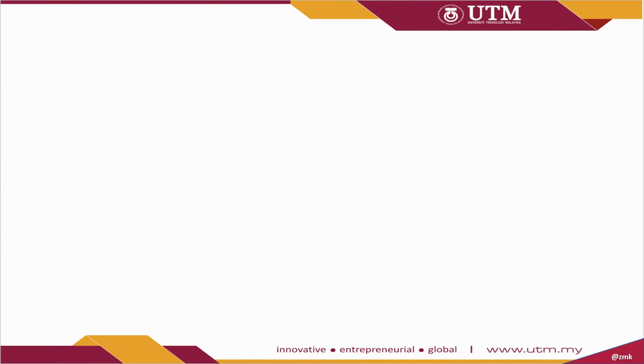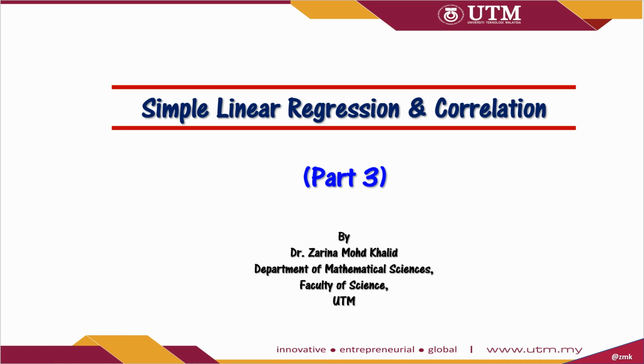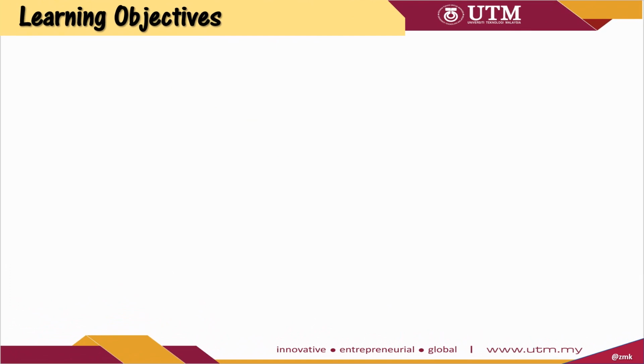We are still in the simple linear regression and correlation chapter, but in part 3 this time, which focuses on correlation and simple linear regression analysis using Microsoft Excel. Let's look at these part 3 learning objectives in the next slide. These Part 3 learning objectives are listed as follows.